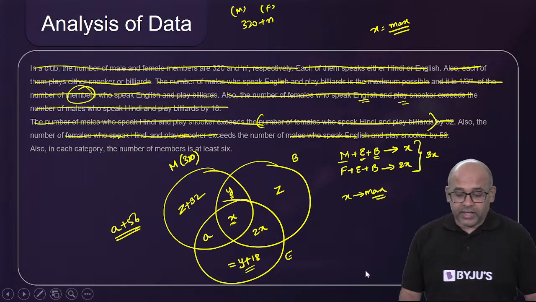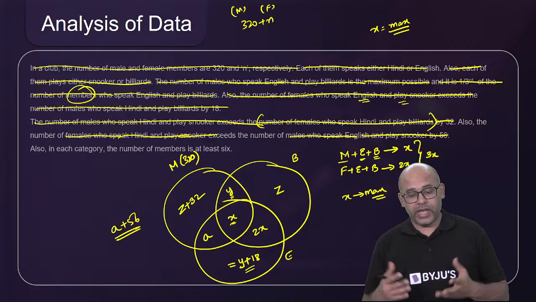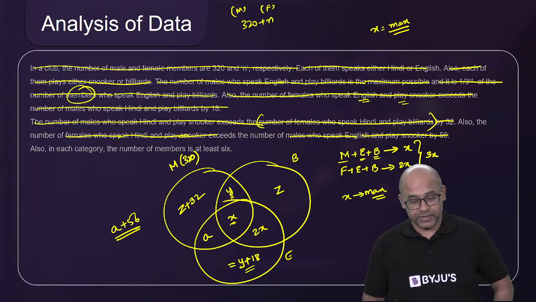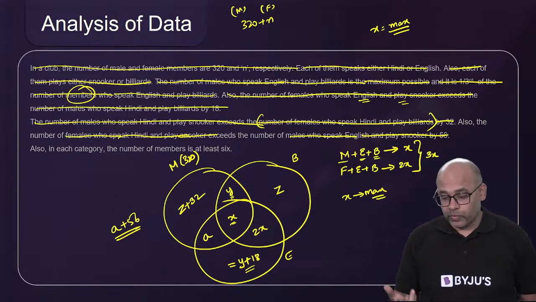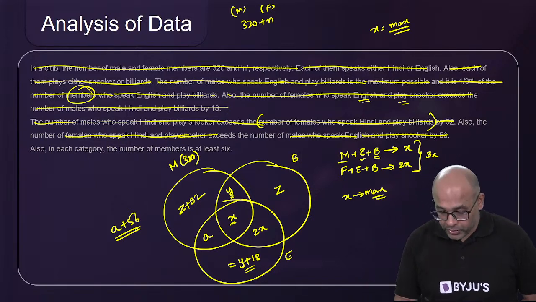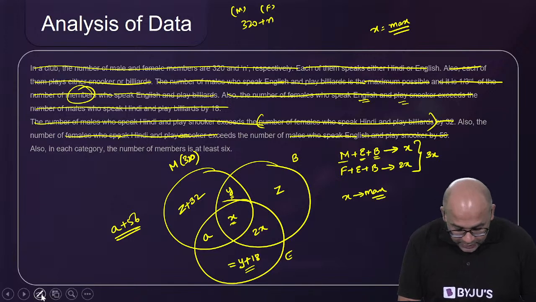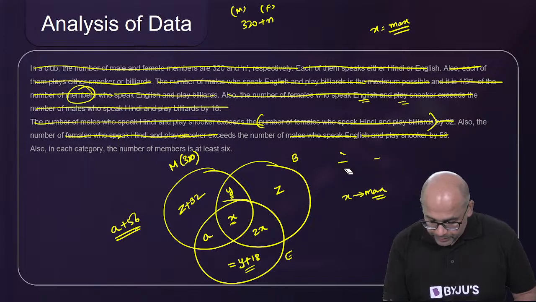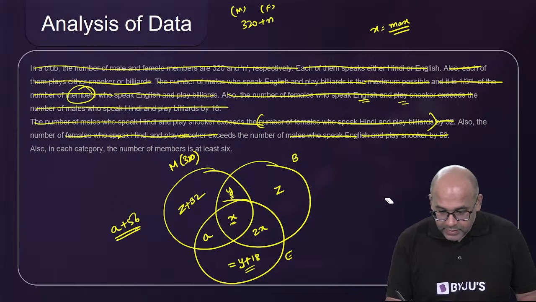Also, in each category the number of members is at least 6. So A, X, Z, Y, all of them are minimum 6. Now what do we do? We have this information. So this part is done and we don't need this anymore. Whatever I don't need, I will erase and get space. X has to be maximized.